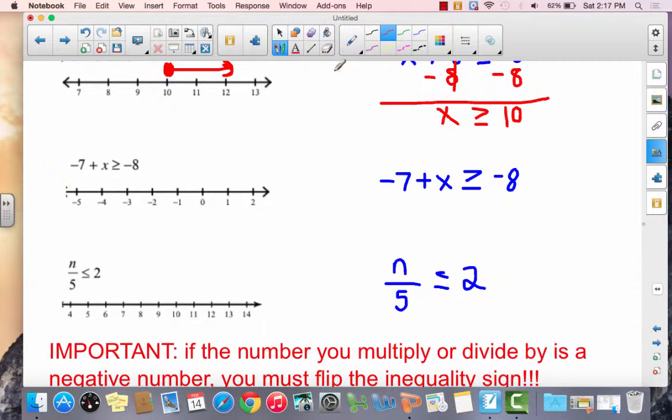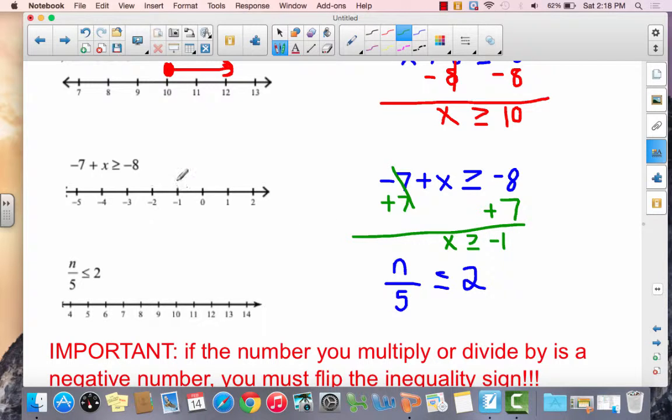Here's another one step. Negative 7 plus x is greater than or equal to negative 8. So I want to get x by itself, so I'm going to add 7 to this side. The negative 7 and the positive 7 pair off to make a 0. I'll add 7 to the right-hand side. On the left, I'm left with x. I bring down my symbol greater than or equal to. And on the right, I'm left with negative 1.